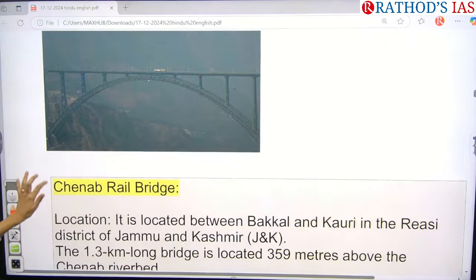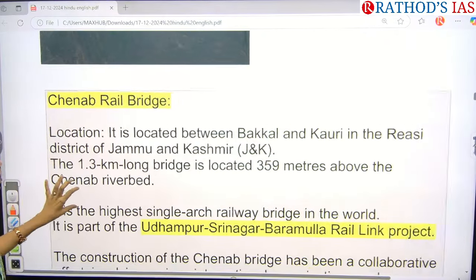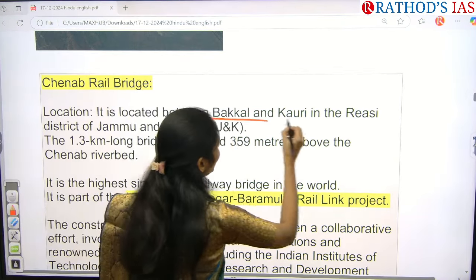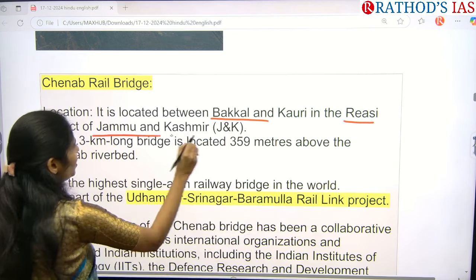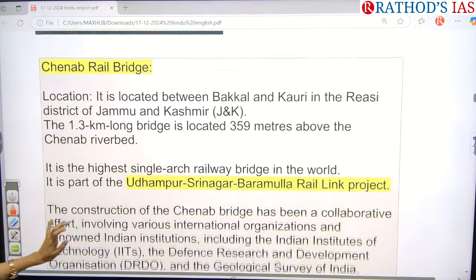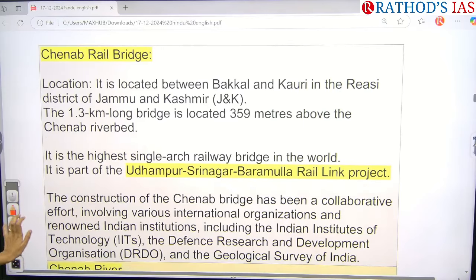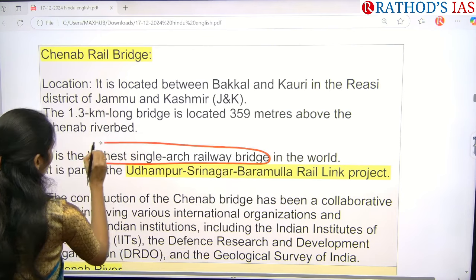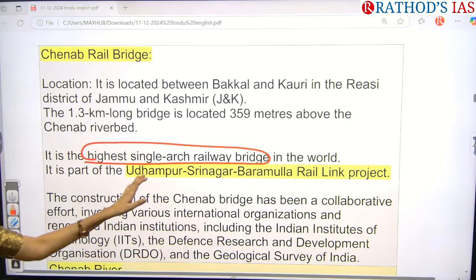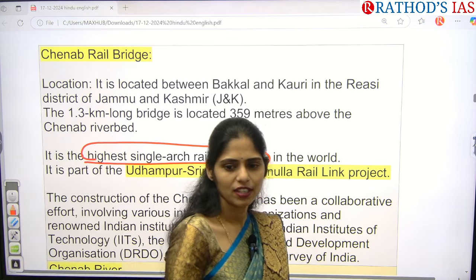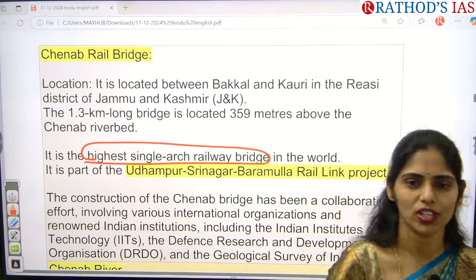So actually this image is about the Chenab Rail Bridge. This rail bridge is located between Bakkal and Kauri in Reasi district of Jammu and Kashmir. This is very important because it is the highest single arch railway bridge in the world. Because of this there is a high chance of getting a question: the highest single arch railway bridge in the world is located over which river? So this will be a prelims based question.